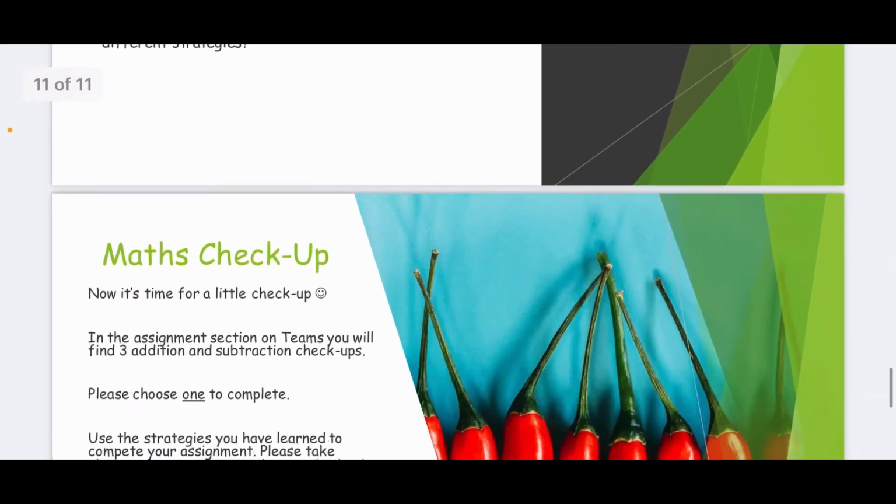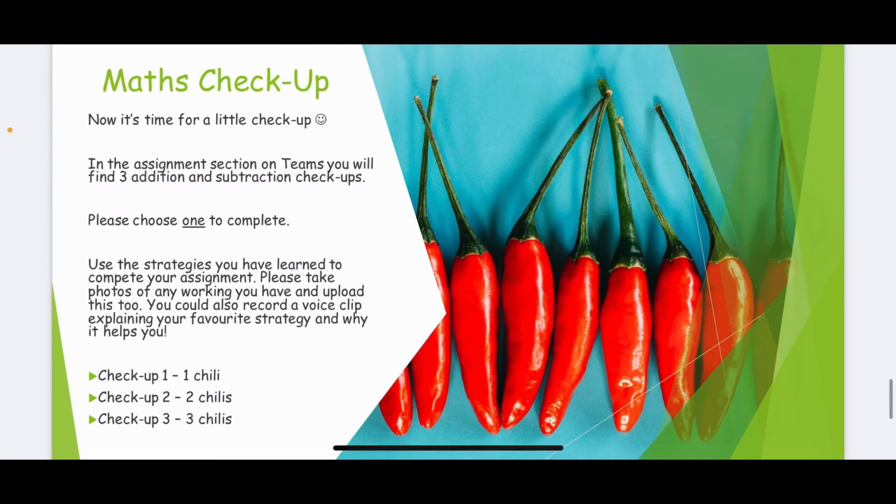Once you've had your discussion, you can go onto Teams and do your maths checkup. In the assignment section, you will find 3 addition and subtraction checkups. Please only choose one of them to complete. Use the strategies you have learned to complete your assignment, and please take any photos of the work and the working that you do to work out your questions. You could also record a voice clip explaining your favourite strategy and why it helps you. So checkup number 1 is 1 chilli, checkup number 2 is 2 chillies, and checkup number 3 is 3 chillies. So pick which checkup you'd like to do depending on the level of challenge you would like.